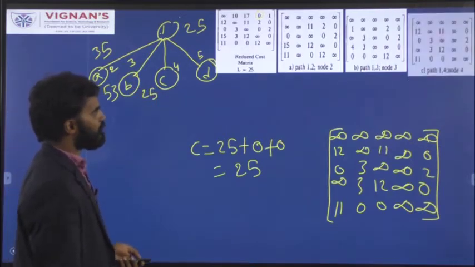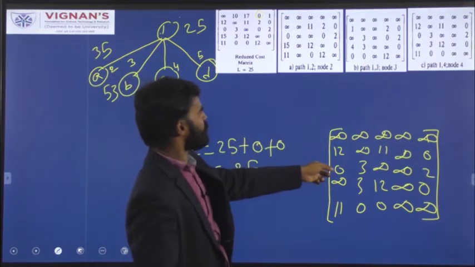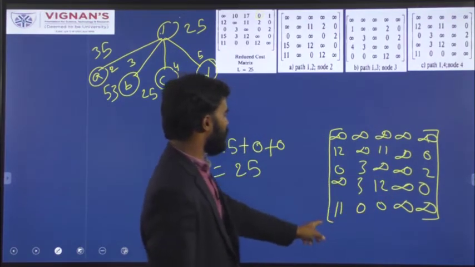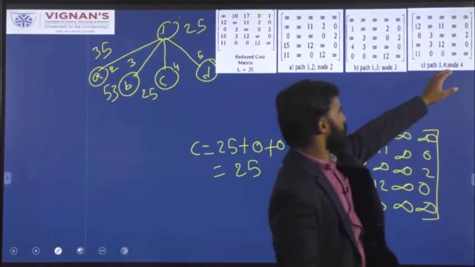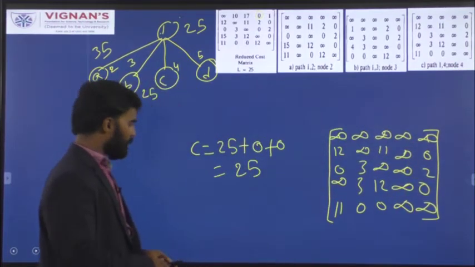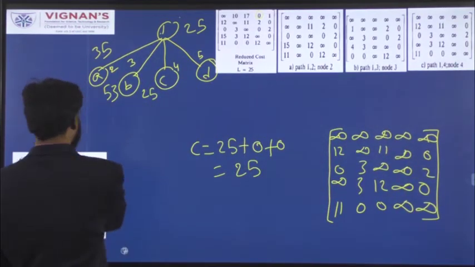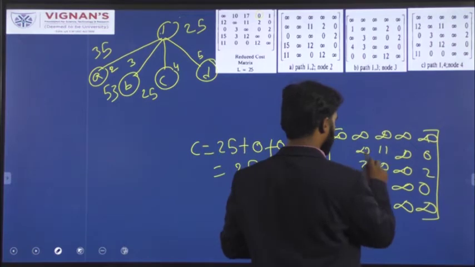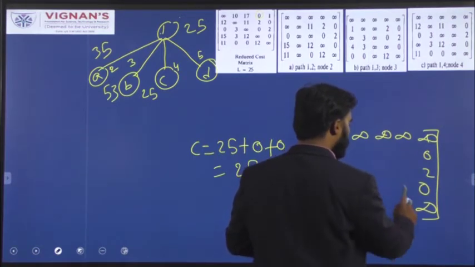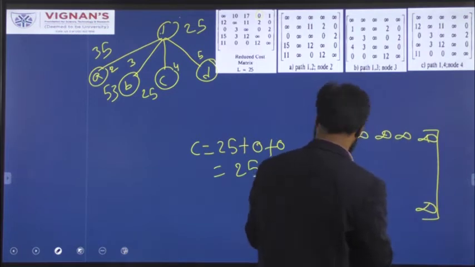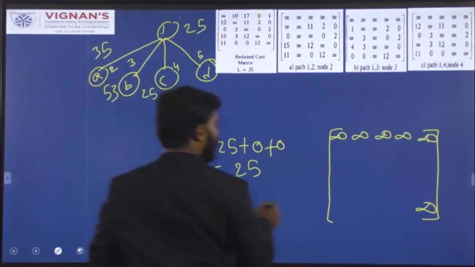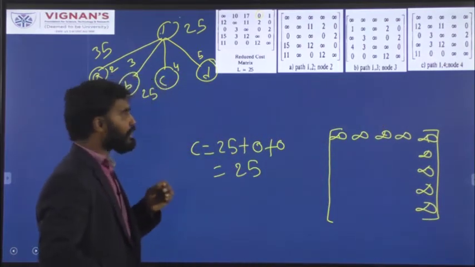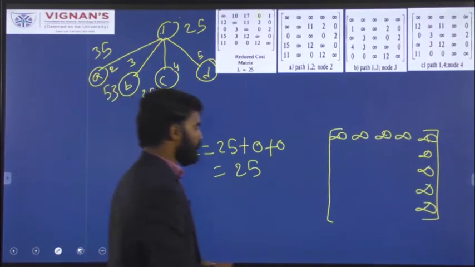So this is the matrix for node C: 12, infinity, 11, infinity, 0, 0, 3, infinity, 2, infinity, 3, 12, infinity, 0, 11, 0, 0. Okay, so this is the reduced matrix for C. Then do the same thing for D also. D is nothing but the path from 1 to 5. So when I say 1 to 5, you have to make the first row and fifth column as empty, as well as the distance from 5 to the root node as empty.